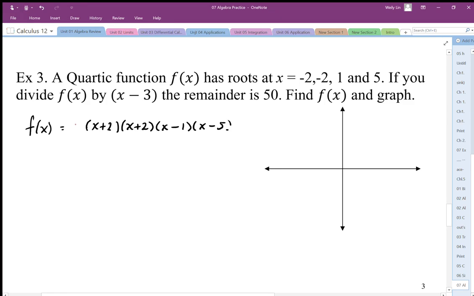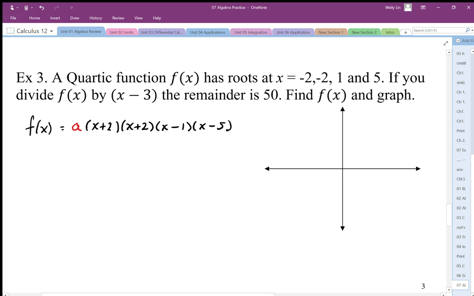Okay, what we really want to make sure we don't forget though is that a value. There's always going to be an a value here. Okay, and that's going to tell us the direction and also any compressions or expansions that are involved here. So we need to be able to solve for a, but they only tell us the division statement here. We divide by this factor, we end up with a remainder of 50.